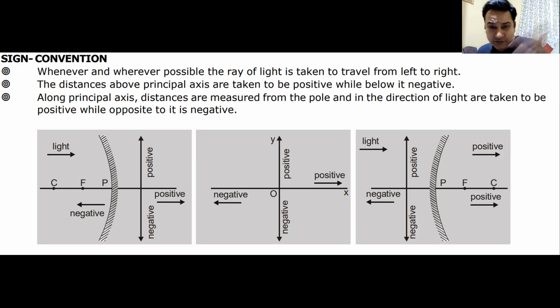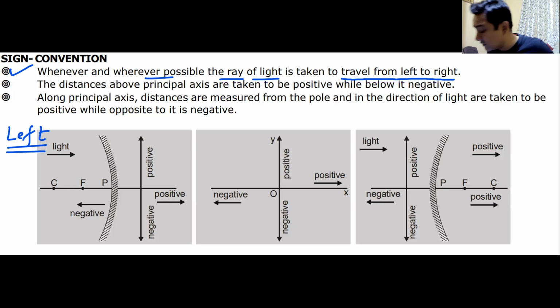Sign convention, we used to call it Cartesian sign convention. So what is this sign convention? The first thing that you must understand is that the ray of light is taken to travel from left to right. You can see this is left. Unless a question specifically says the light is traveling from the right, the incident light is always traveling from the left. Do we understand this?